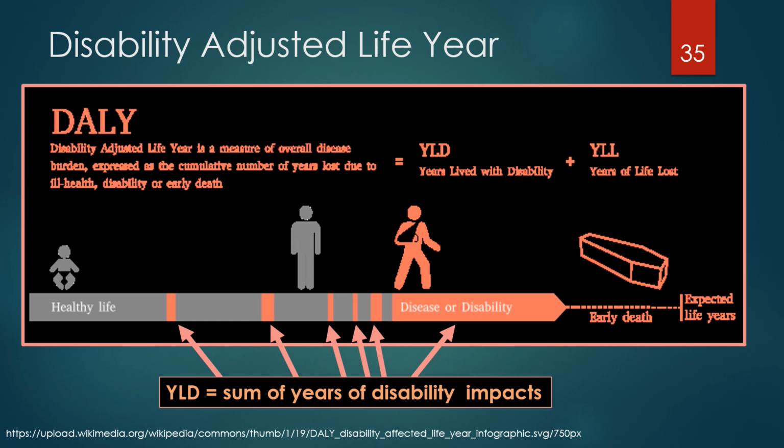The disability adjusted life year, or DALY, was first used in 1993 in the World Development Report of the World Bank. A detailed discussion of how DALYs are calculated is beyond the scope of this session. A DALY is a health gap measure. DALY is a measure of overall disease burden expressed as the cumulative number of years lost due to ill health, disability, or early death. The formula for DALY equals YLD, or years lived with disability, plus YLL, or years of life lost.